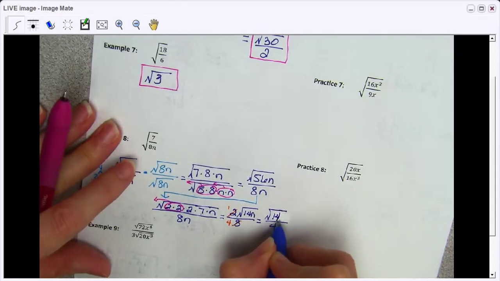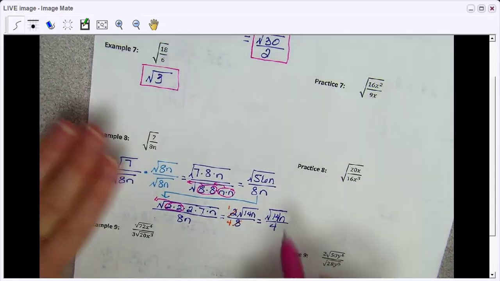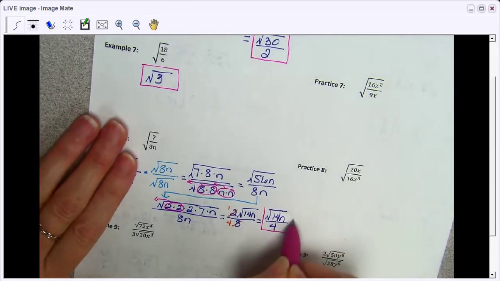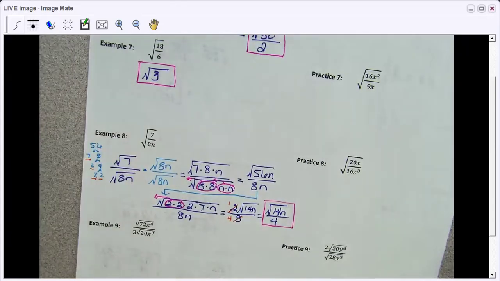So there were a lot of steps here to remember. That's your final answer. Okay. All right, let's go and do example 9.